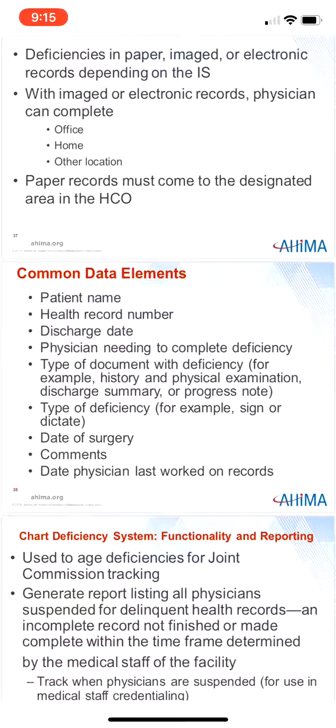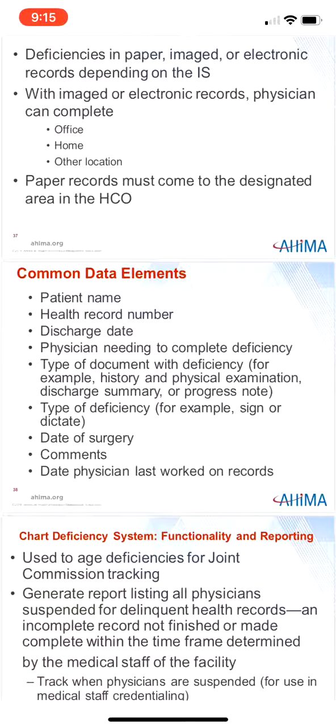In a paper environment, sticky tabs or flags are frequently posted on the health record to indicate to the physician where a signature is needed. In an electronic environment, a work queue would route the deficiencies automatically to the assigned physician. The physician could then automatically complete all deficiencies from home, the office, or anywhere in the hospital.